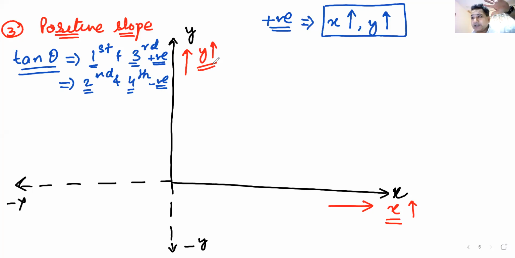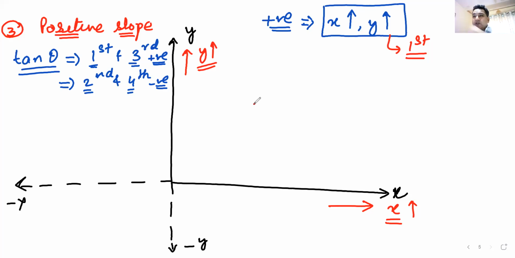Yes or no? We understand this. Can I have some raise hand? Can I have some plus, minus? Okay. Going right, x increases. Going up, y increases. Now look at which quadrant this can happen. This can only happen in the first quadrant. Am I clear? This can only happen in the first quadrant when the line is here.